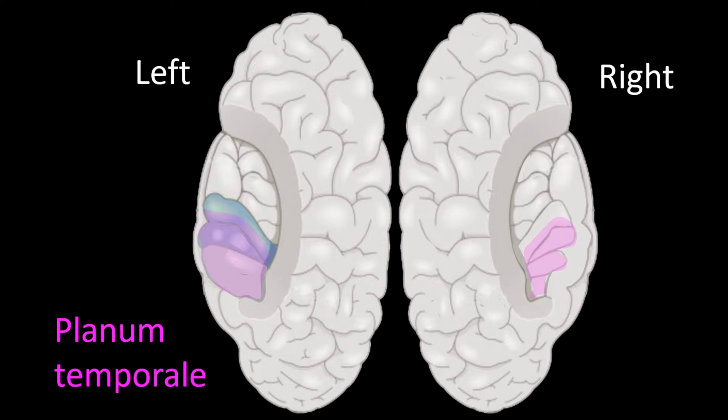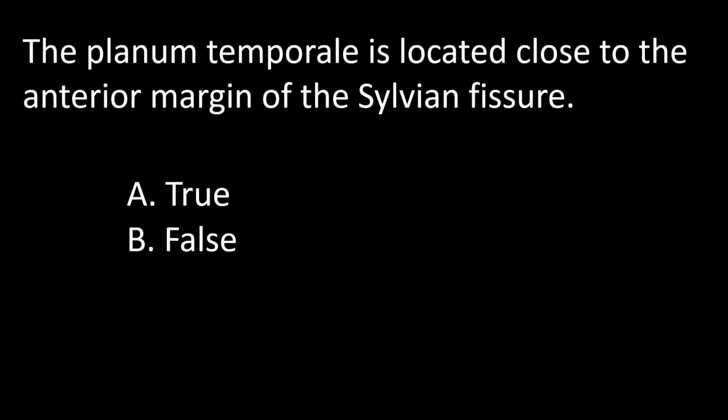This drawing highlights the difference between the right and left hemisphere transverse temporal gyri. The left side is big. The same area on the right is small. So the answer to this question is false.